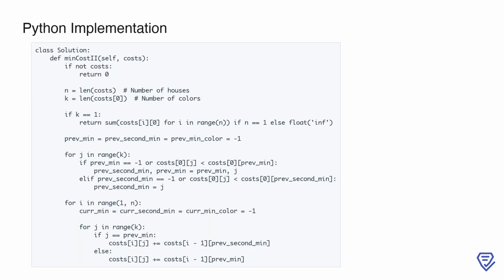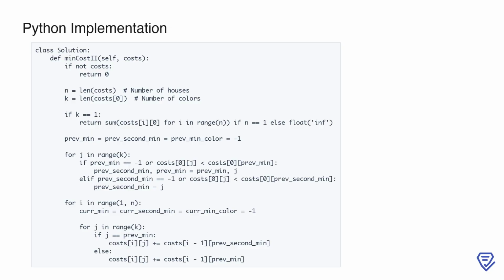Here, we start by defining a class Solution with a method minCostII that takes the costs matrix as input. The first step is to handle edge cases. If the costs matrix is empty, we simply return 0 since there's nothing to paint. Next, we calculate n, the number of houses, and k, the number of colors available. If there's only one color and more than one house, it's impossible to paint the houses without violating the problem's constraints, so we return infinity.